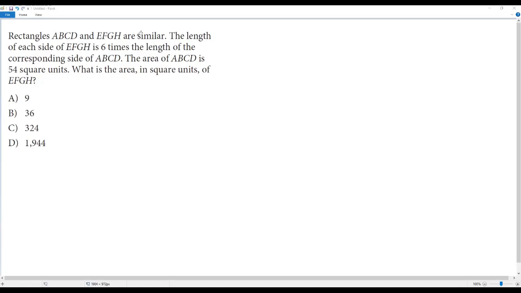Rectangles ABCD and EFGH are similar. The length of each side of EFGH is 6 times the length of the corresponding side of ABCD. The area of ABCD is 54 square units. What is the area in square units of EFGH?